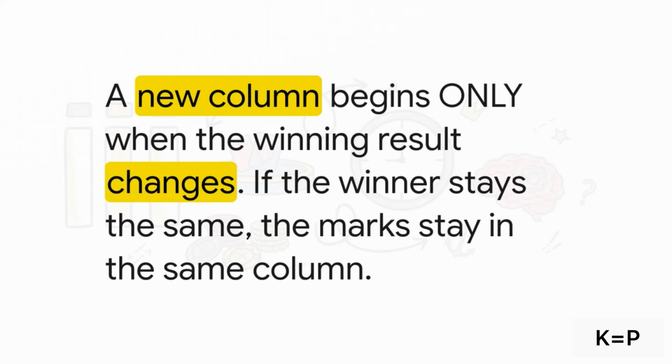Now listen up, because this is the single most important rule to get. A new column on the big road only starts when the winner changes. That's it. If banker wins and wins again and again, all those marks stay right there in the same column. It's only when the other side wins that we shift over.